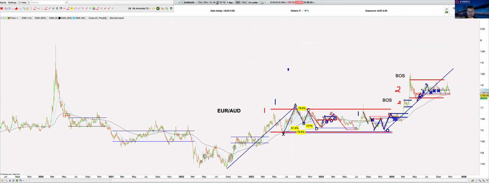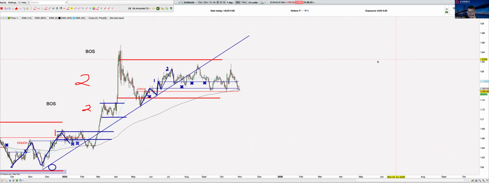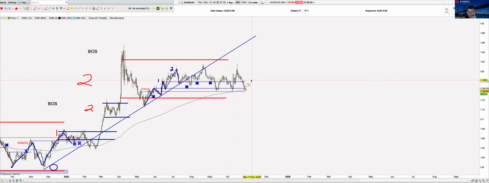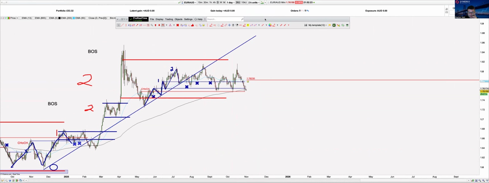Let's have a look on the daily. Still the structure we like to see, cycle one, cycle two. So we are anticipating the third. We have now got the famous three hits to the low. So I am watching pretty damn carefully here for movement. Okay, cool. Moving on.